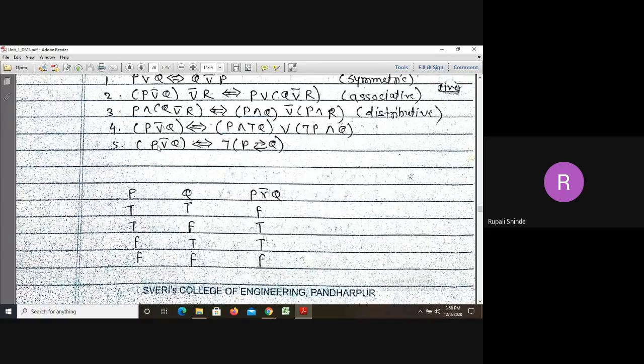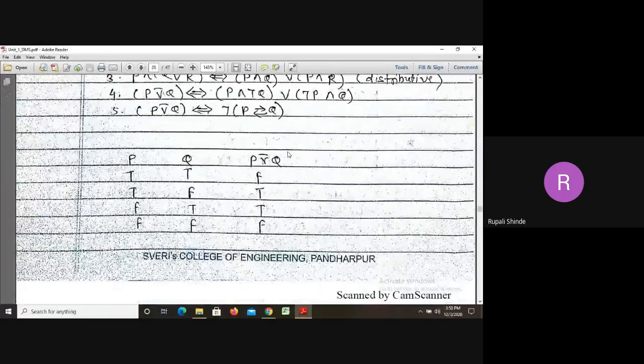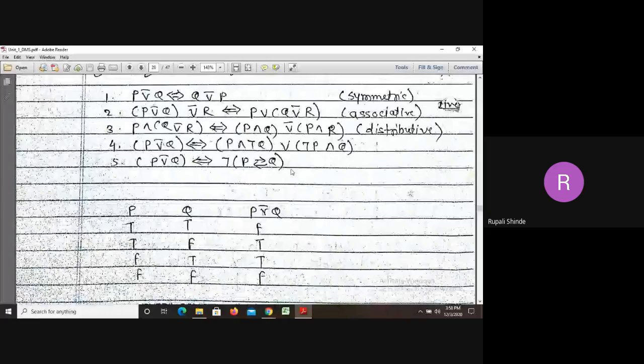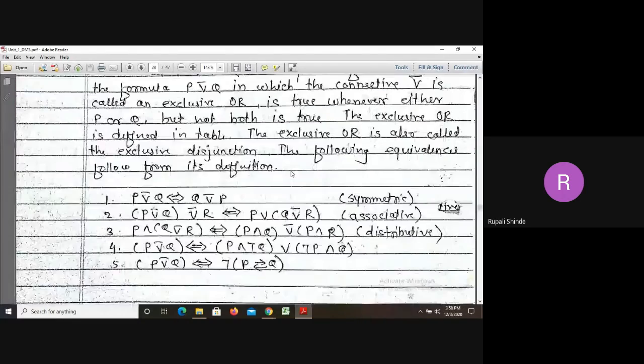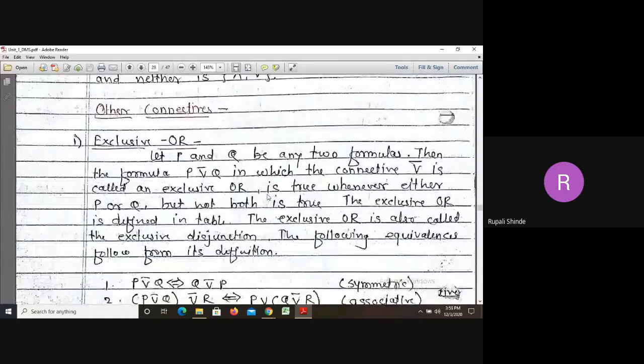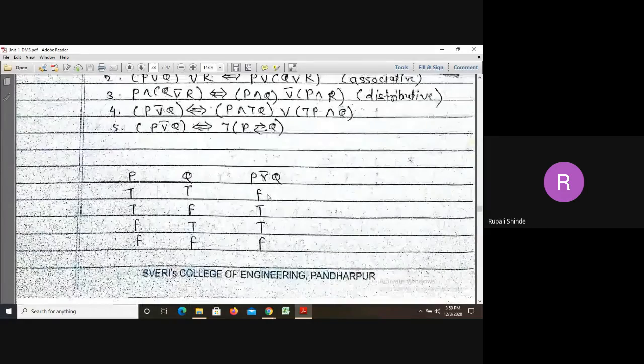And last one is P XOR Q. This is equivalent to negation of P biconditional Q. Now this we can prove with the help of truth table. Just you have to observe here. What is the truth table for P XOR Q? F, T, T, F. And what is the truth table for P biconditional Q? Just tell me. What will be the value for P biconditional Q here? If P and Q are the variables, then what is the value for P biconditional Q?